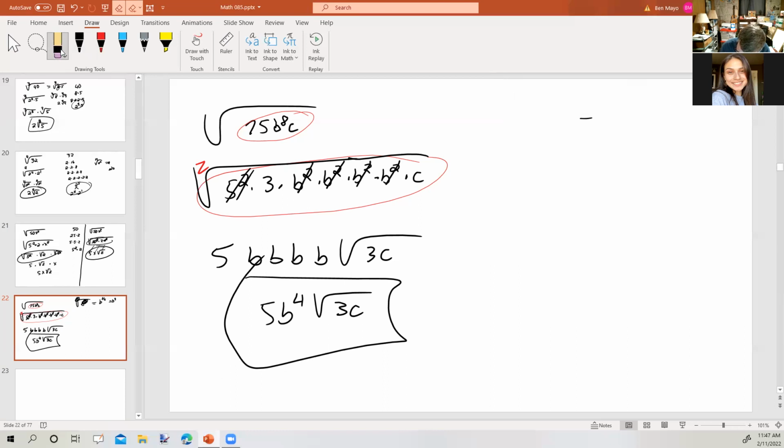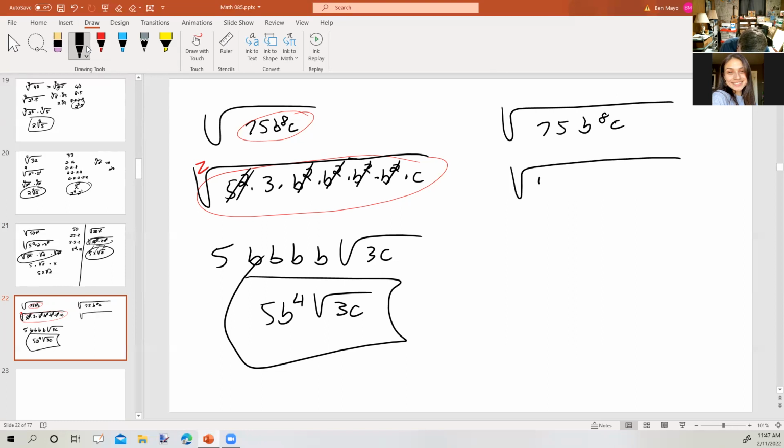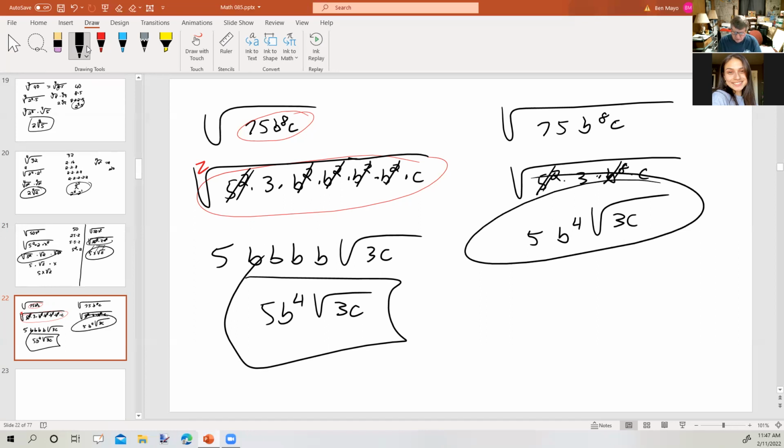Well, I could take this and I could say, okay, that's 5 squared times 3 times b to the 8th. I'm going to leave it as an 8 because that's a multiple of the index. Okay, so now this is a 5. This is going to be b to the what? 8 divided by 2 is 4. And then I've got 3c left inside. Okay, because this is going to get old if it's like b to the 48th power. You're not going to want to sit there and write b squared 24 times. Okay. Any questions about that process?